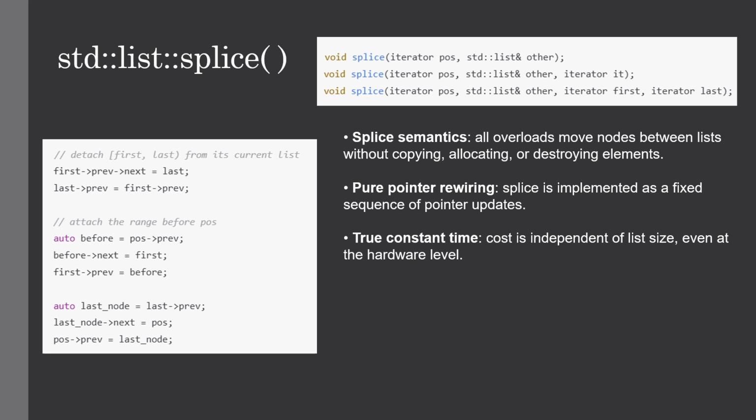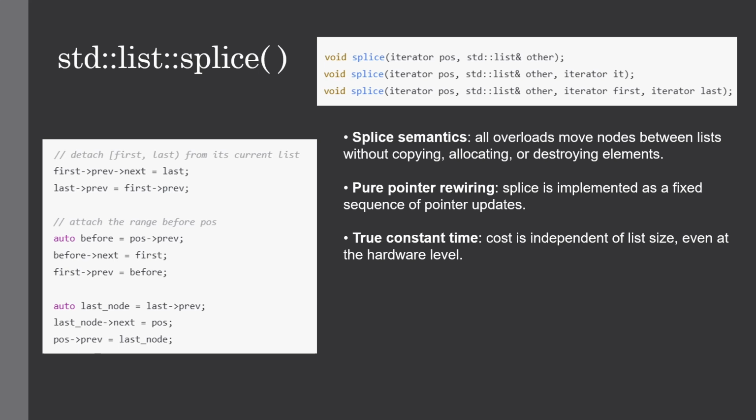And now this range which we have disconnected, we attach it before the desired position. So take a pointer called before and store the value of pos->prev in it, and then the next pointer of that should be made first, which we already know, and the first->prev can be set to before.